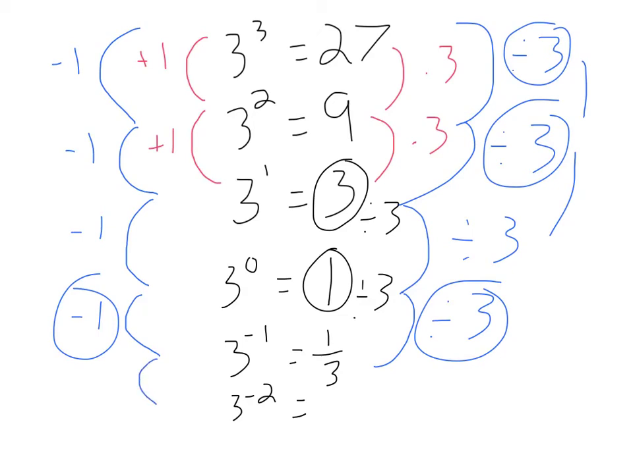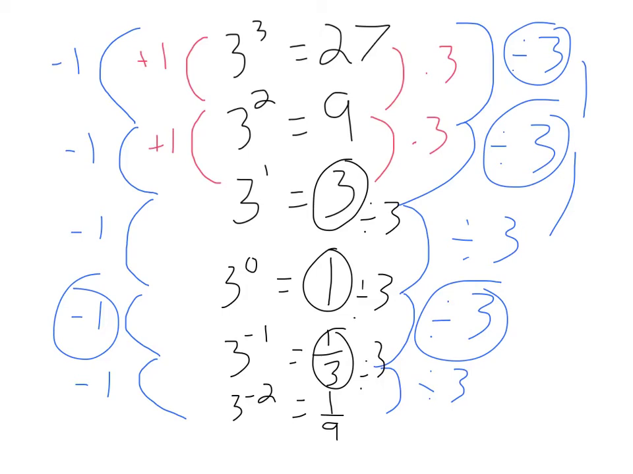Now, let's do it again. I'm going to go from negative 1 to negative 2. That's still subtracting an exponent. And because I've been subtracting an exponent, every time I do that, I divide by 3. Okay, if I have 1/3, and I'm going to divide by 3, 1/3 divided by 3 is 1/9.